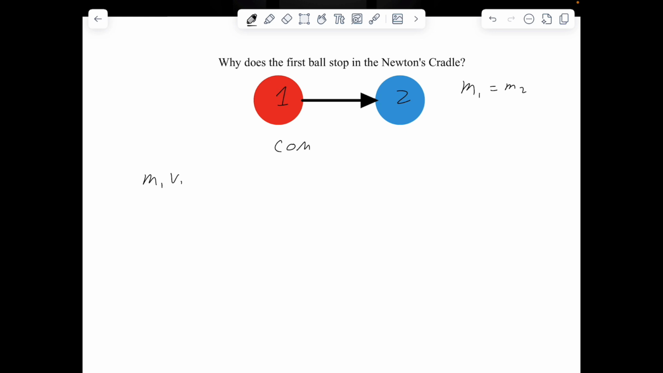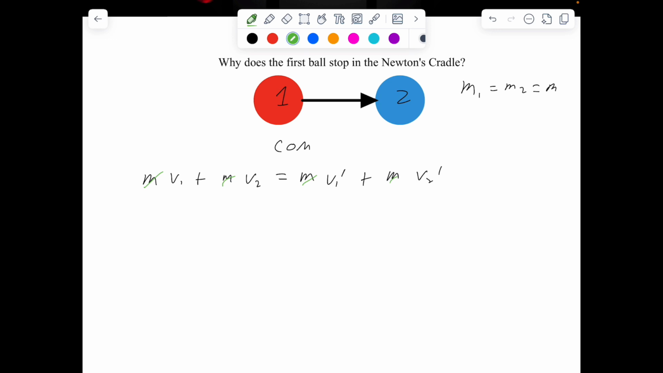So we go M1 V1 plus M2 V2 is equal to M1 V1 prime plus M2 V2 prime. The key here is that all the masses are the same, so we're just going to call these generic M for mass. There's really no reason to bother with the subscripts, and I can factor out all the masses. The second thing is that ball 2 is initially at rest, so no velocity either. So this really cleans up quite a bit, and we wind up with V1 is equal to V1 prime plus V2 prime.